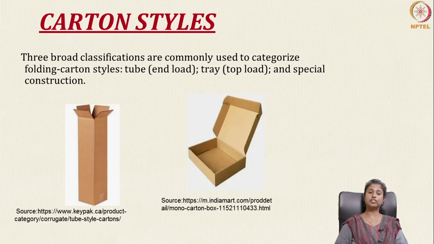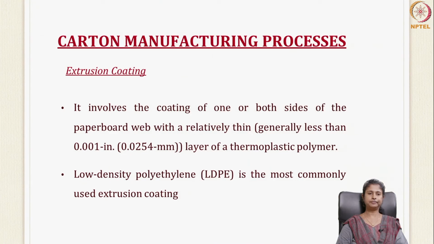The second one, which is the tray top load one, which you usually get for your pizza trays. So these are some of the styles, but at the same time you have special constructions also based on your food product. Now, in the carton manufacturing process, one step is extrusion coating.